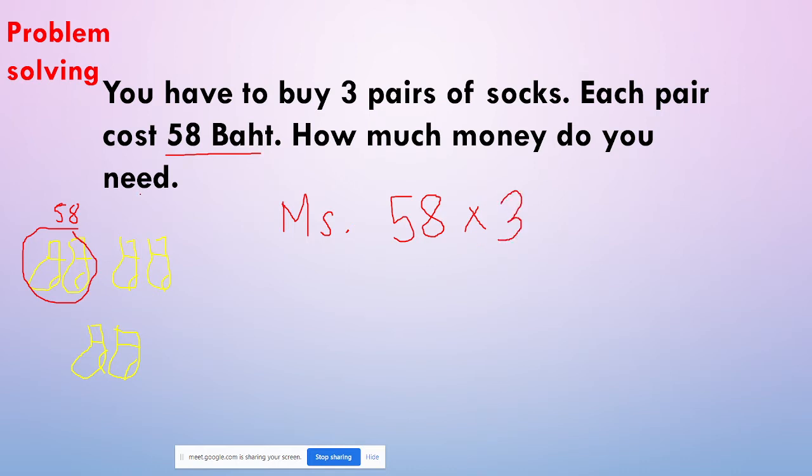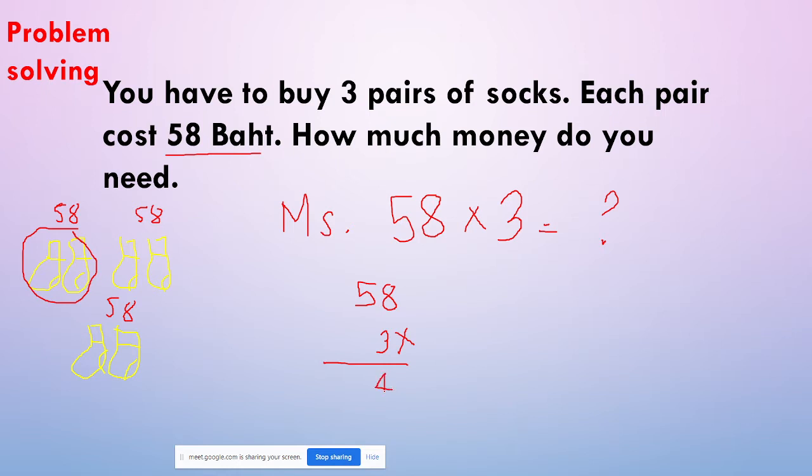3 because you need 3. This one means 58, this one is another 58. So what will be the answer? 58 times 3. How do you do that? Let's do it like this. 58 times 3. What is 8 times 3?